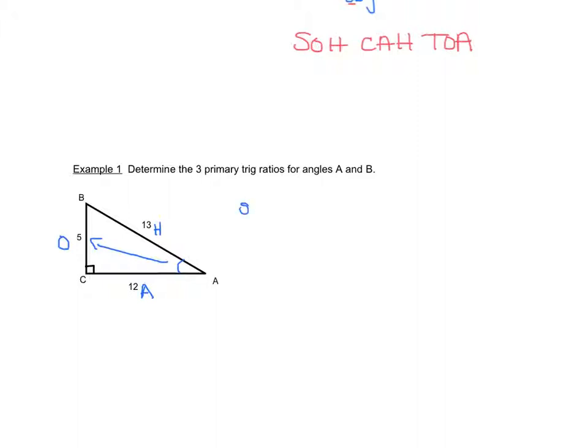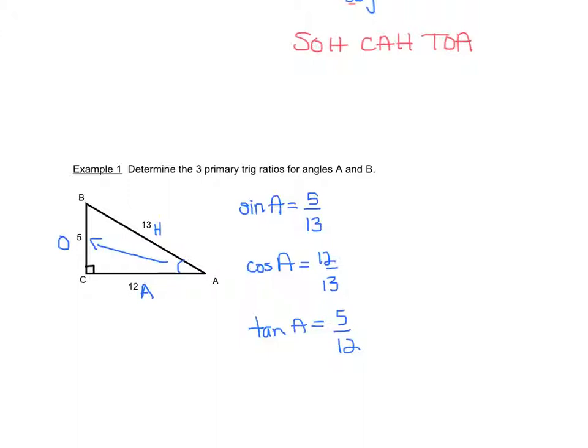So, sine A would be opposite over hypotenuse, so 5 over 13. Cosine A, adjacent over hypotenuse, so 12 over 13. And tan A, opposite over adjacent, so 5 over 12.